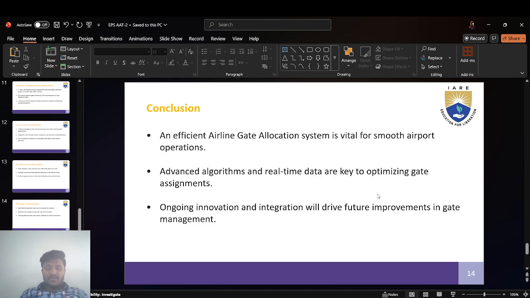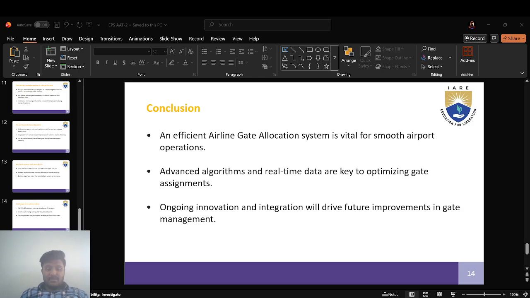Finally, the conclusion of this topic is high initial investment costs. Setting up new technology or systems at an airport can be very expensive at the start. Resistance to change among staff: people working at the airport may be used to the old ways of doing things.